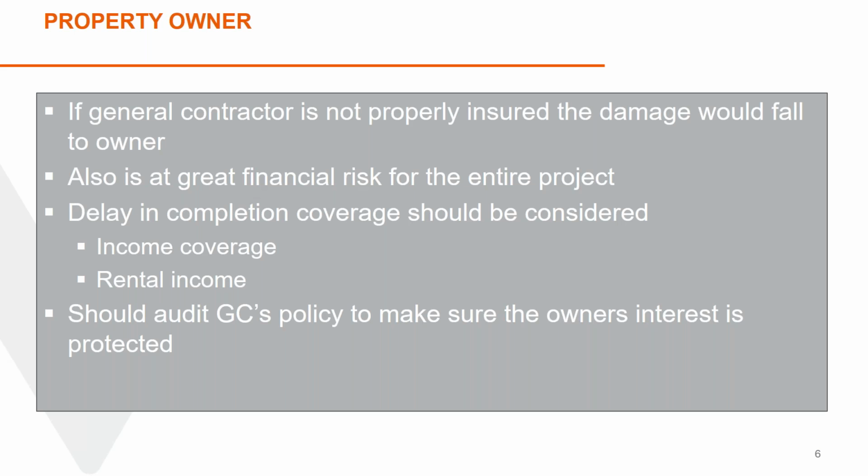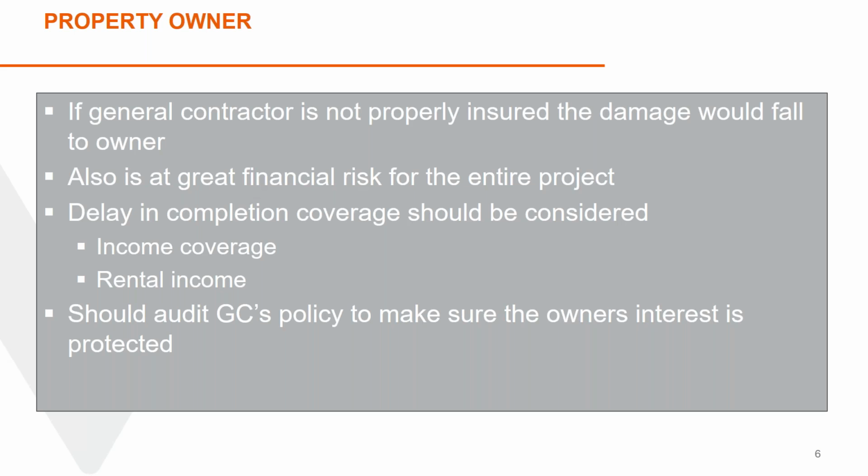Obviously, the owner is at great financial risk. If something goes wrong with this project, maybe the GC didn't get the right coverage and the GC declares bankruptcy, and now the owner is stuck with a project that's not done correctly. There are a couple of coverages you need to look at if you're insuring the owner. One would be, it's all under the umbrella of delay in completion. We covered that in an earlier webinar, but two of those coverages are income coverage or rental income coverage.